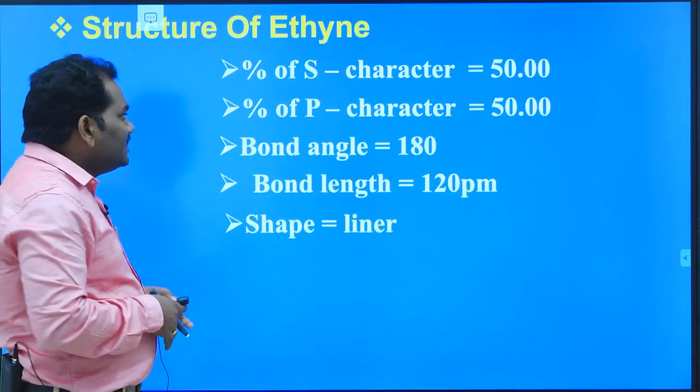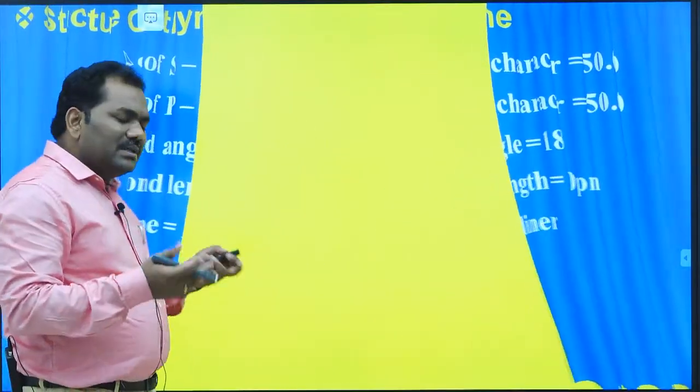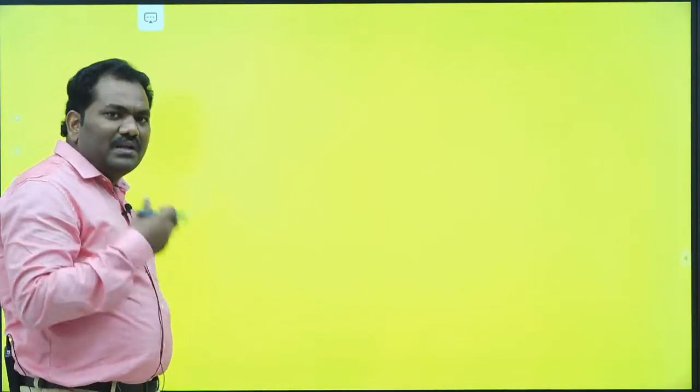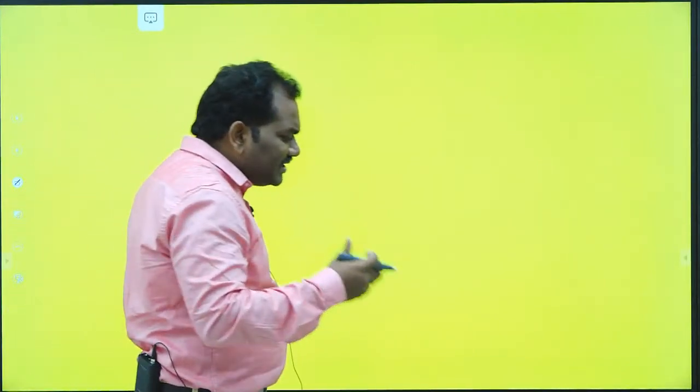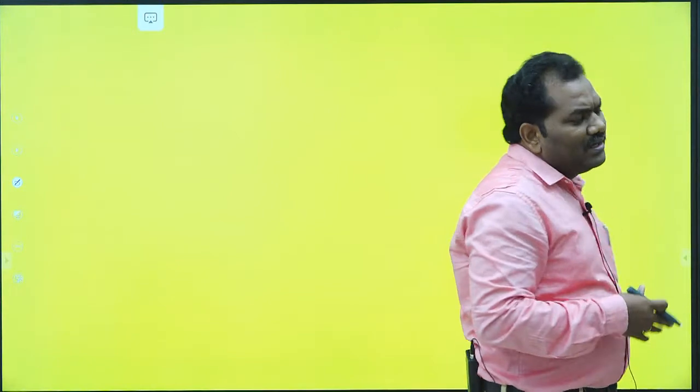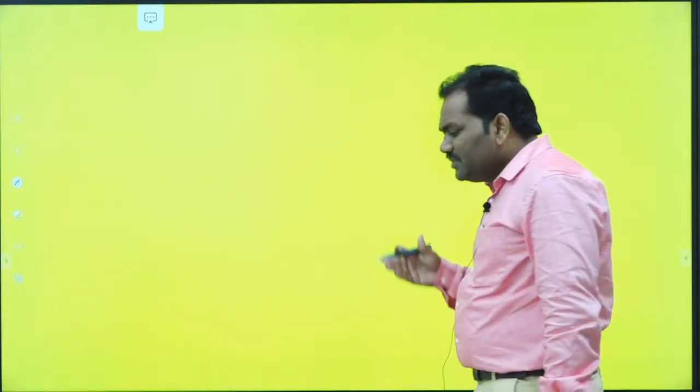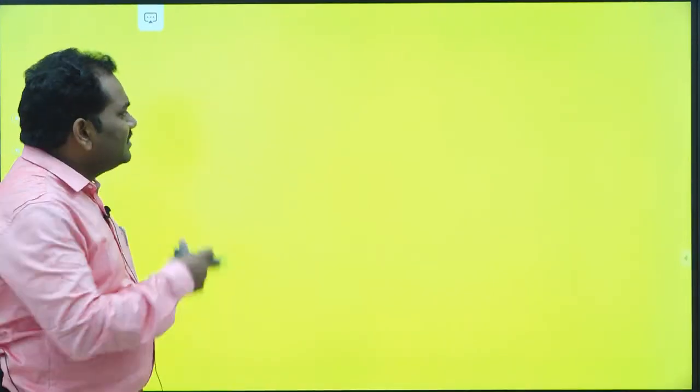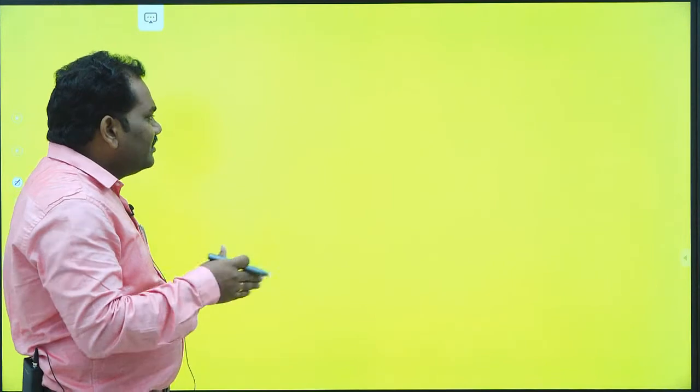Sometimes they also ask questions like explain the structure of BeCl2. Not only in C2H2, in the case of BeCl2 and some other compounds like CO2, these compounds also undergo hybridization. How can we define that hybridization? Is there any formula to define the type of hybridization of an atom in a molecule? We can easily find out by using one formula. I will explain that formula in further classes.